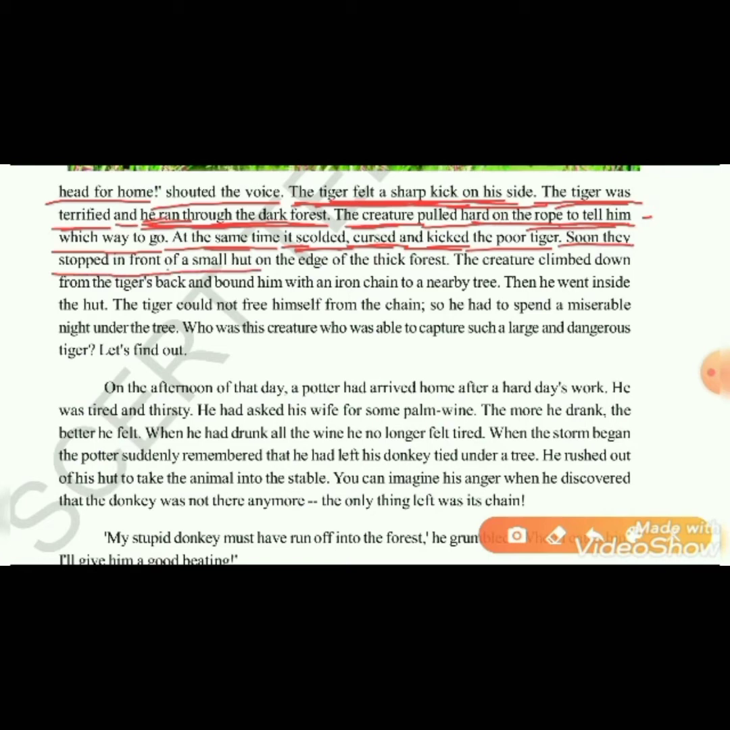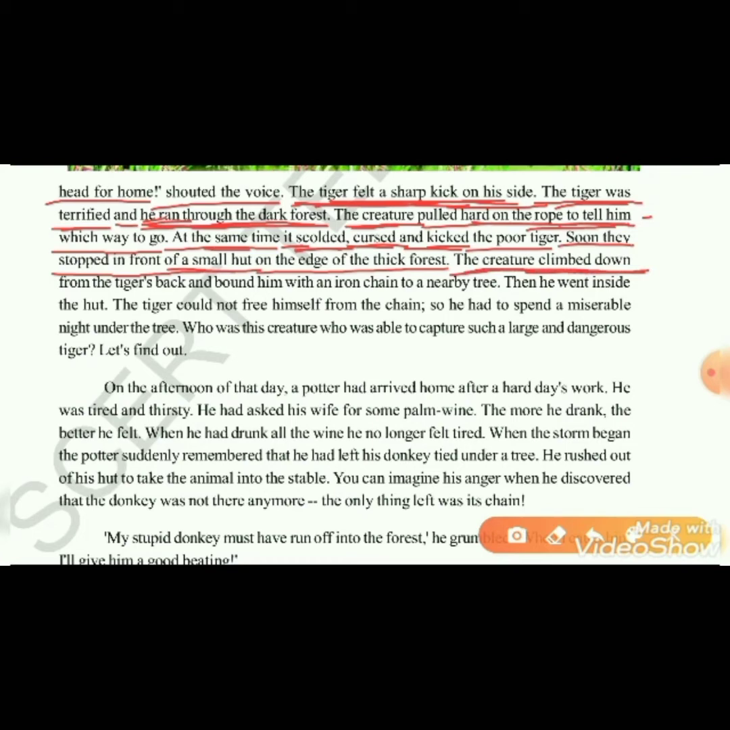Okay, what is the opposite of small here? What is the opposite of cursed? What is the opposite of poor? What is the opposite of dark? What is the opposite of terrified? What is the opposite of pull? Please, what is the opposite of stop? What is the opposite of friend? So many opposites you have here.